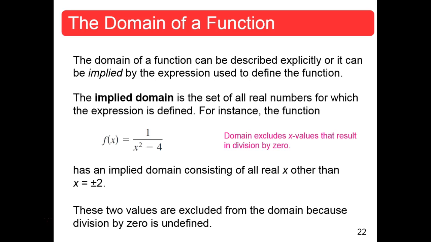For instance, this function right here. Let's see. Can you see this? Yeah, okay. F of x is equal to 1 over x squared minus 4. Now, time out. Anytime you have a function like this, your first assumption is all real numbers, unless there's some reason that you have to exclude some. Are there any real numbers you have to exclude from f there?